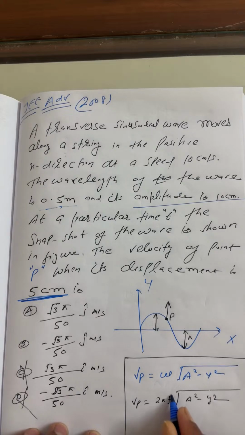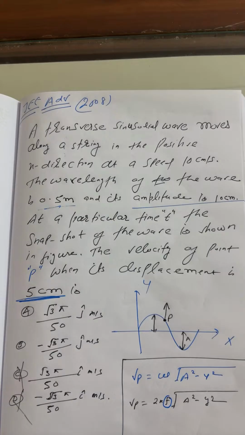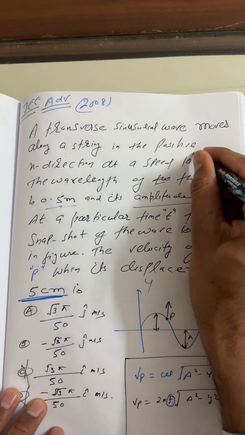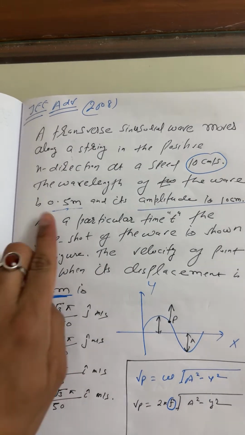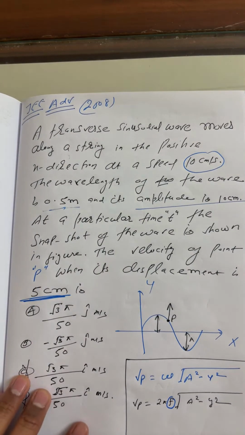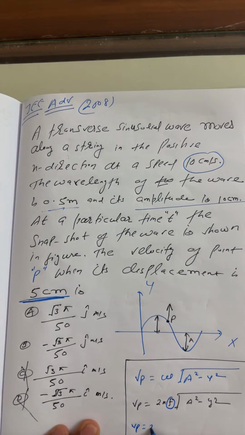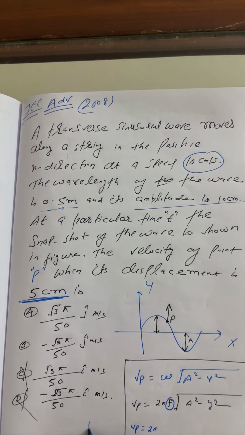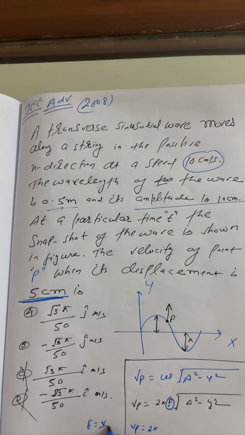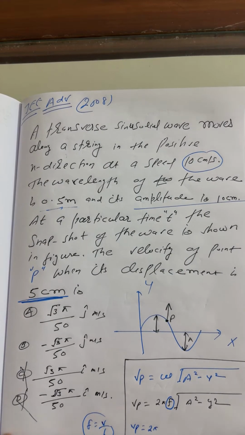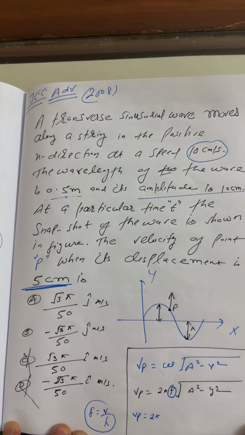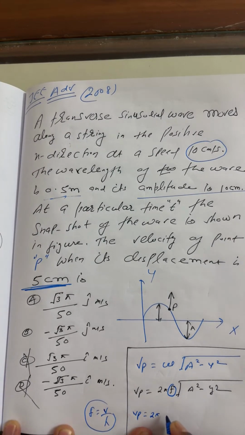So how can you find the frequency? Frequency is v upon lambda. Here v is the speed of wave, 10 centimeter per second, and wavelength is 0.5 meter. So velocity of particle is equal to 2 pi times frequency, and frequency is v by lambda. Very good, Sagar.